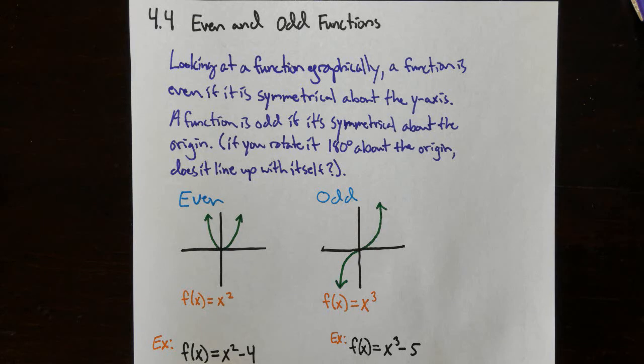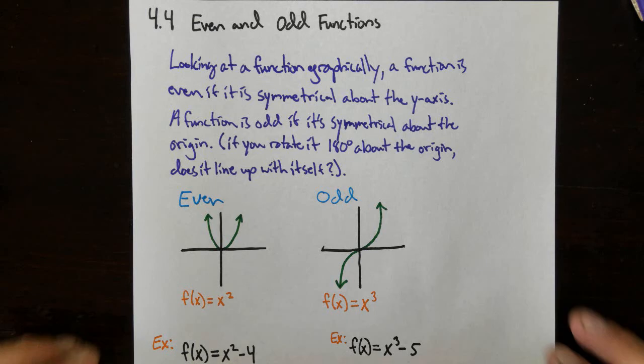So when looking at a function graphically, a function is even if it's symmetrical about the y-axis. So if the left side is the exact same as the right side, it's even. A function is odd if it's symmetrical about the origin, meaning if you rotate it 180 degrees about the origin, does it line up with itself? If it does, then it is odd. If it does neither of these, then it is neither. And in fact, most functions will be neither, even or odd.